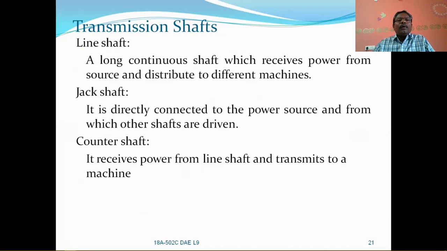So these are the different stages of transmission shafts. First is the jack shaft, then the line shaft, and then the counter shaft. The line shaft receives the power from the jack shaft, and the jack shaft receives power from the motor itself. That means it is directly connected to the motor, and from there to the line shaft and the counter shaft.